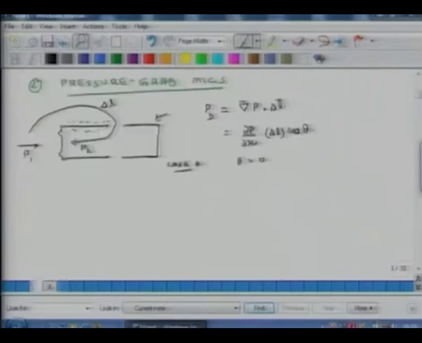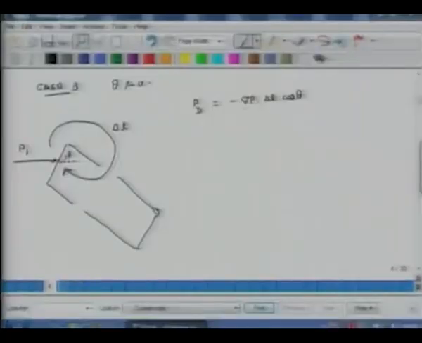Because if I look at it physically, I have to define a coordinate system. This is my coordinate, so going forward is positive x. If P2 is larger than P1, then the displacement in the membrane will be in the negative x direction, right? So for positive gradient P, I have negative x. So that's why I have a negative delta P. So PD is minus delta P times delta L times cosine of theta.